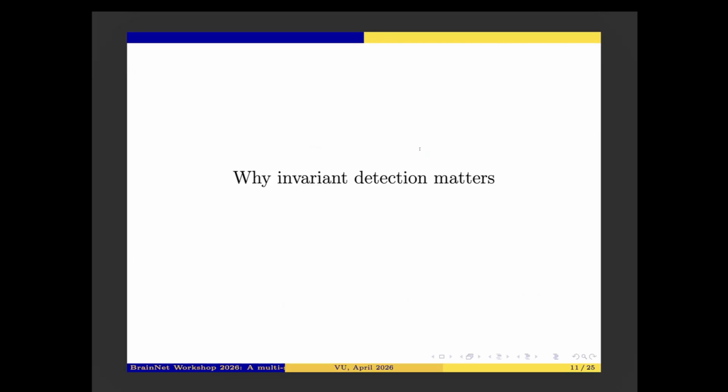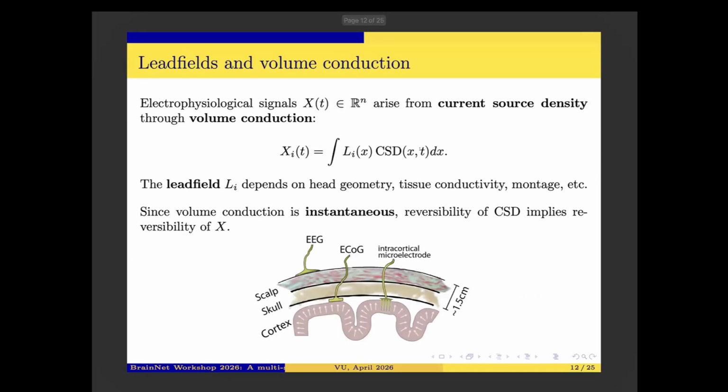Okay, so this was a bit of background about non-equilibrium dynamics. What I'm interested in this study is to detect this in a way that does not depend on the coordinates you use to represent your data. And why is that important?